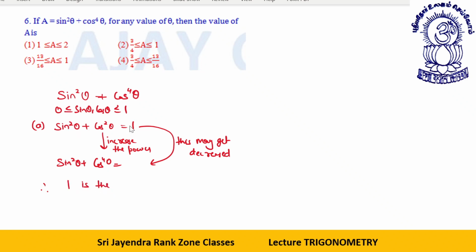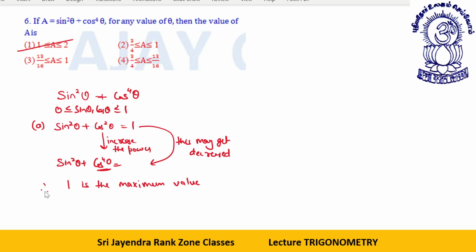Getting it? This thing is 1. If you increase the power, you are decreasing this number. When you are decreasing this number, this result might decrease. Okay, 1 is the maximum value. If 1 is the maximum value, then option number 1 is rejected.